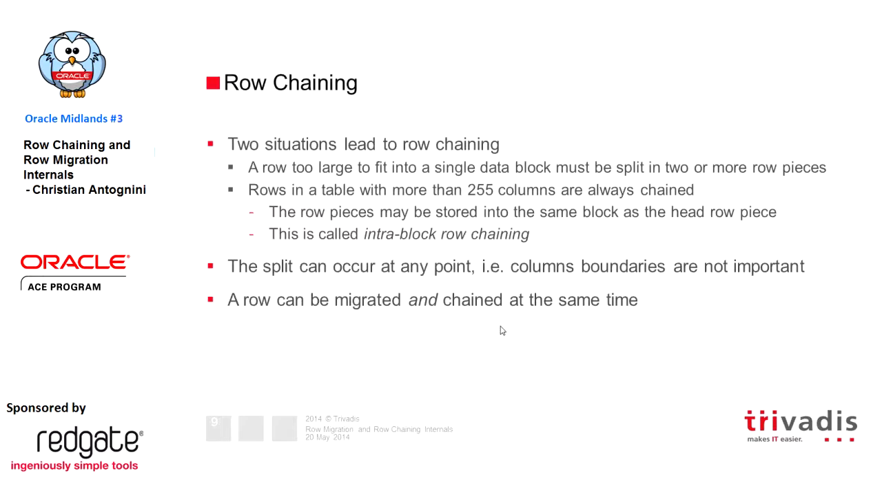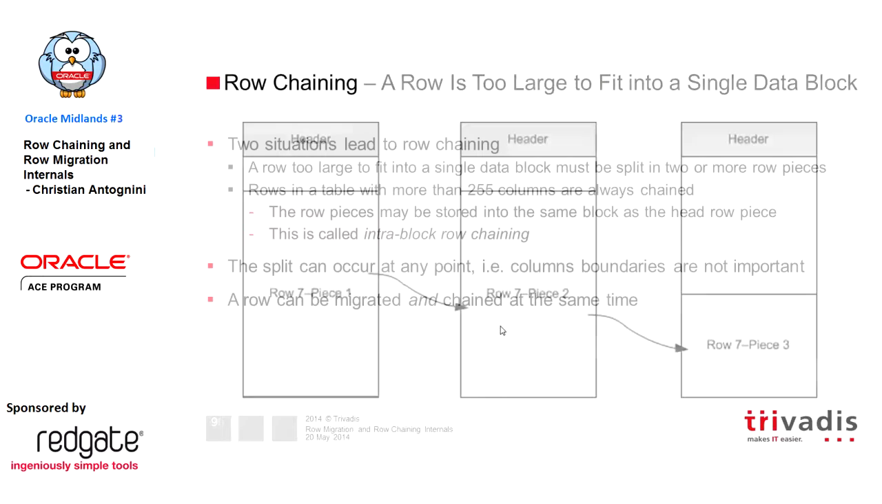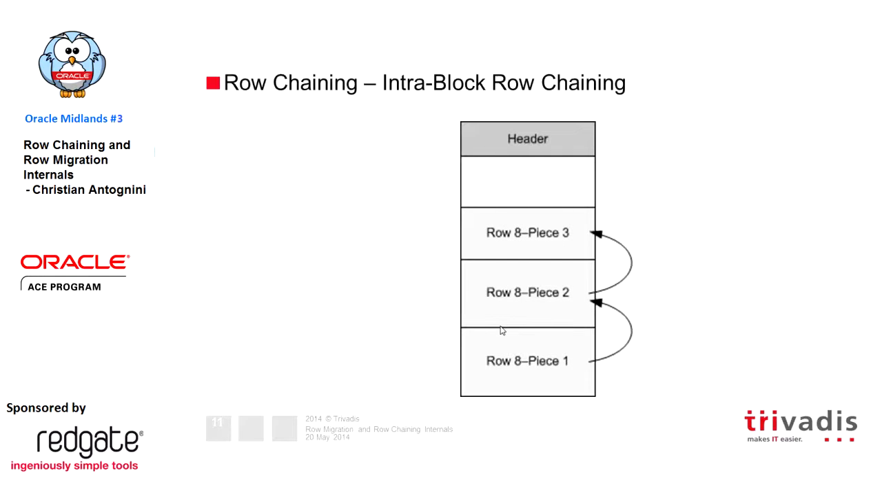The second one, also called intra-block row chaining, is caused by the limitation of 255 columns. Since you cannot have a row piece with more than that many columns, if you have a table with 500 columns, for example, you need 2 row pieces, independent of how large the row pieces are. So you can have 3 row pieces, for example, if you have 600 columns. Maybe these row pieces are really small, but that takes place in one block, but they have to be chained.